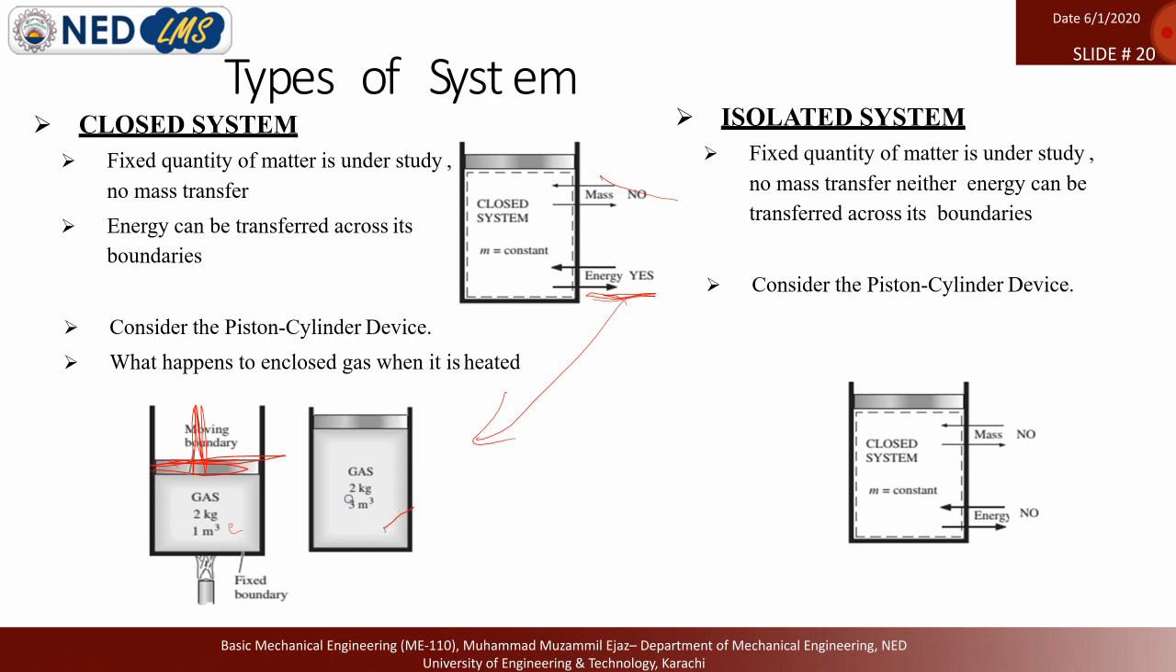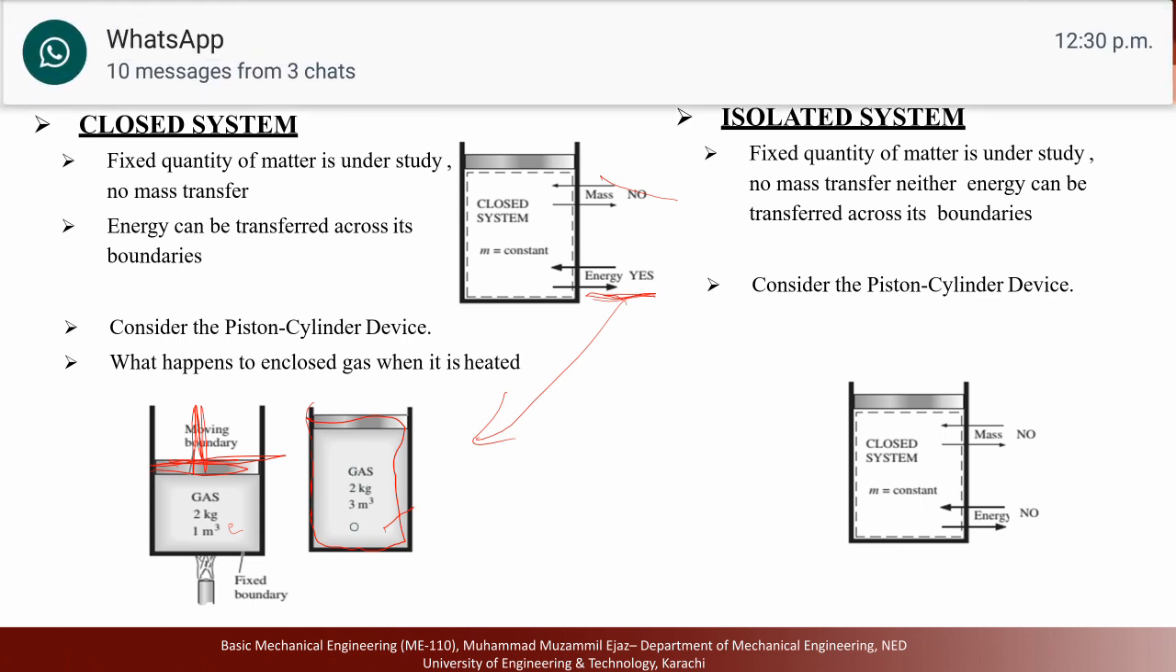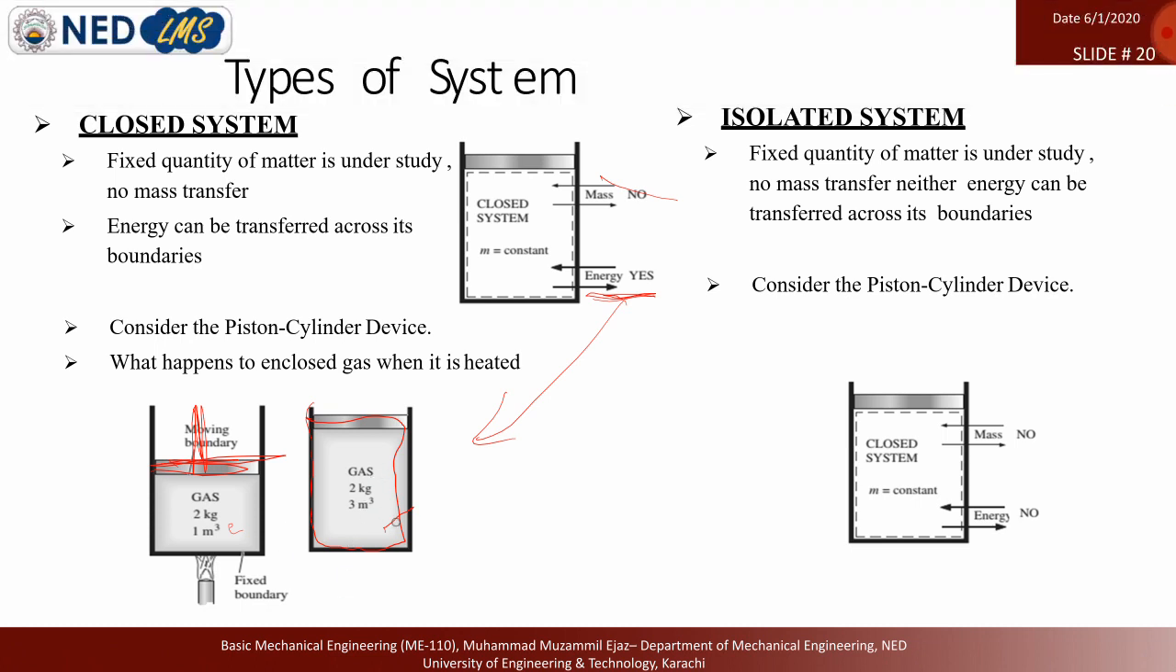So energy can transfer. If we consider this piston cylinder device as our system, then energy is transferred from surrounding to system, but the mass is still inside the cylinder, so it is not going anywhere else. So it's a closed system. A fixed quantity of matter is under study. No mass transfer. Energy can be transferred across the boundary. Consider a piston cylinder: what happens to the enclosed gas when it is heated?